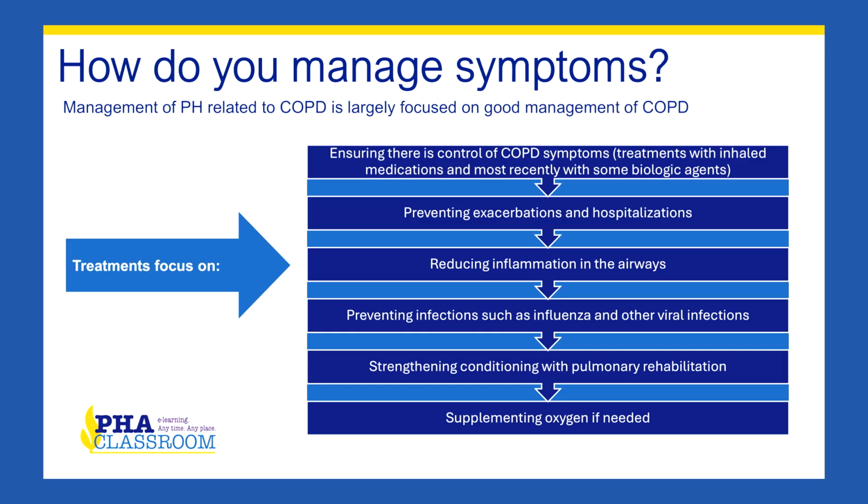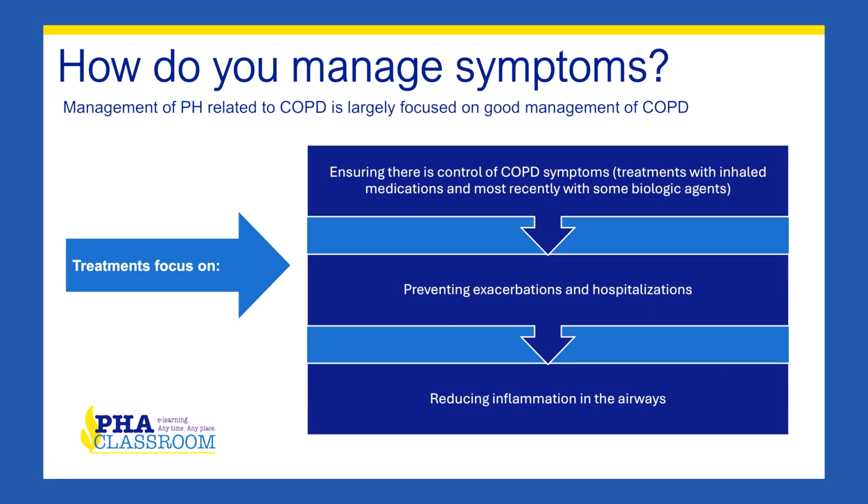How do we manage COPD-associated pulmonary hypertension symptoms? Well, management of PH related to COPD is largely focused on good management of COPD itself. We ensure there's control of COPD symptoms by treating COPD with inhaled medications and most recently even with some biologic agents. We prevent exacerbations and hospitalizations using these medications. We reduce inflammation in the airways as well, again using medications, including inhaled and sometimes oral medications.